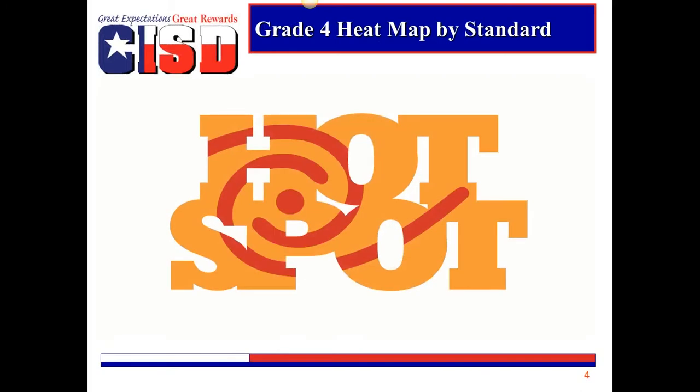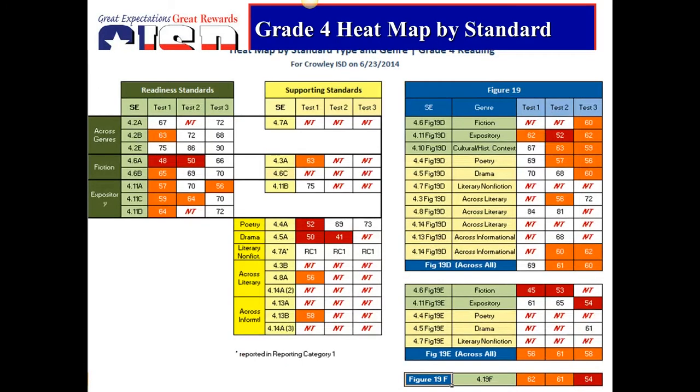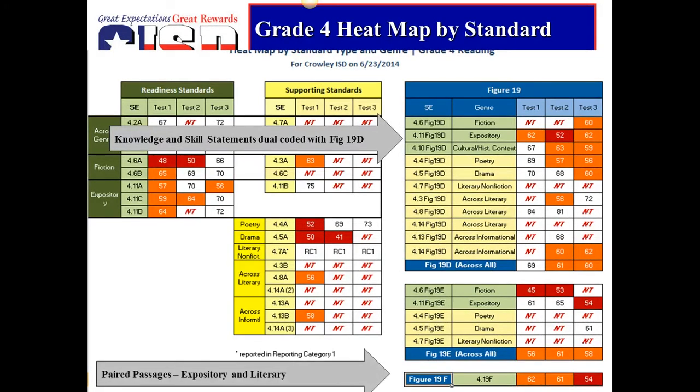Let's take a moment to look at our hotspots for this unit. We see that the knowledge and skill statement for expository text dual-coded with Figure 19D, Make Inferences, is a hotspot. Figure 19F, Making Thematic Connections Across Genre, is also a hotspot. Let's take a closer look at these two standards on the IFD.